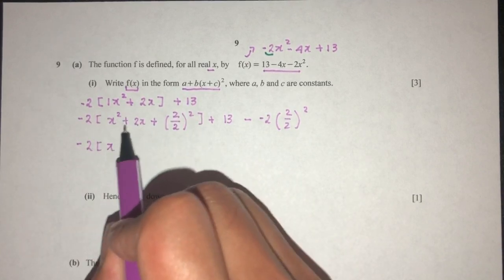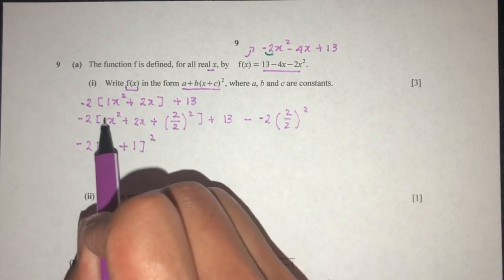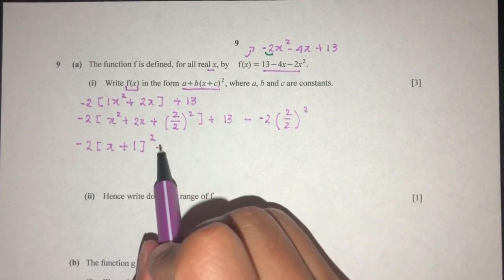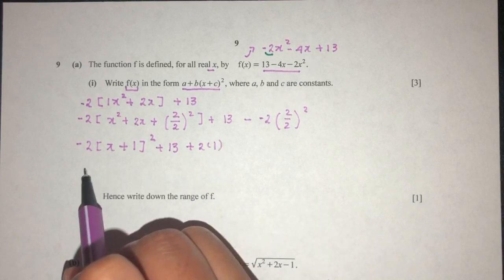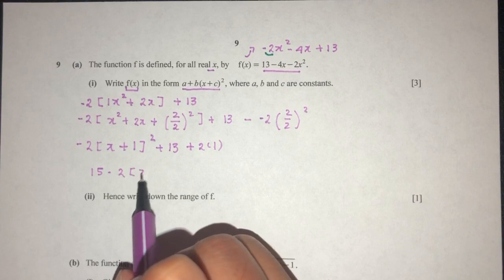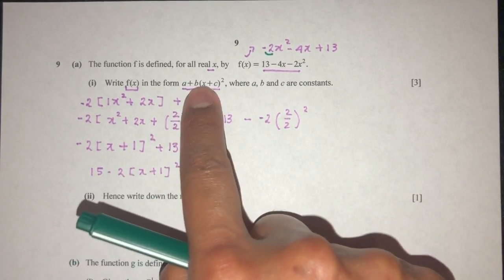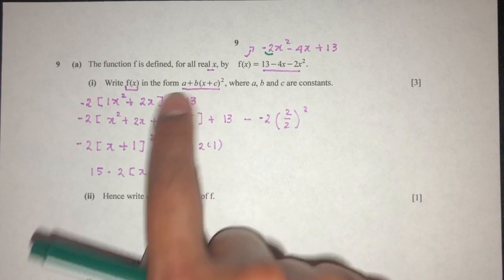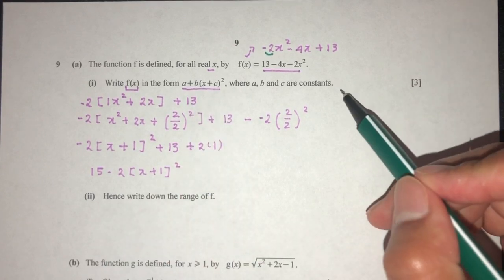That will be x plus, inside we have 1, and here we have the square. So this whole thing here becomes this. So we have to know this conversion. Now here we have plus 13 plus 2 times 1. That will be 13 plus 2 will be 15, minus 2 times x plus 1 squared, that will be this. So your answer will be a plus b times x plus c squared. In this way you can see a will be 15, b will be minus 2, and c will be plus 1 squared. This will be part 1 of your question.